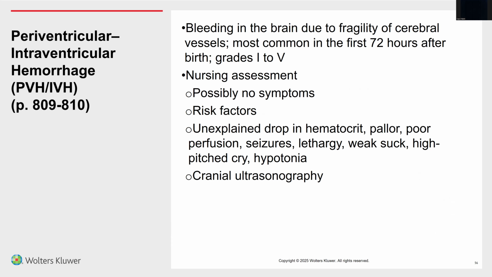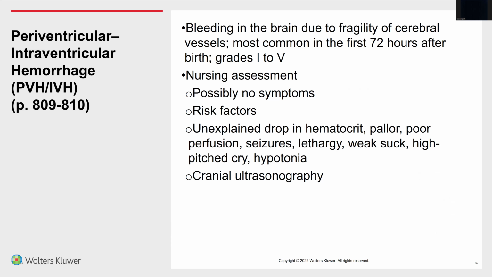Periventricular intraventricular hemorrhage, so PVH, IVH. This is bleeding in the brain due to the fragility of the cerebral vessels. It's most commonly seen in the first 72 hours after birth, and it's graded on a 1 to 5 scale. Sometimes babies have no symptoms at all, but if the bleed continues or if it's a bad enough bleed, they can be symptomatic. So we need to be looking at any risk factors: big baby, small pelvis, dystocia.